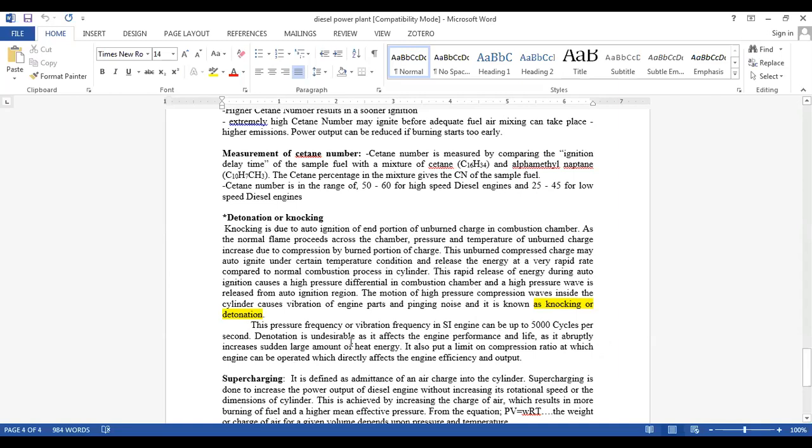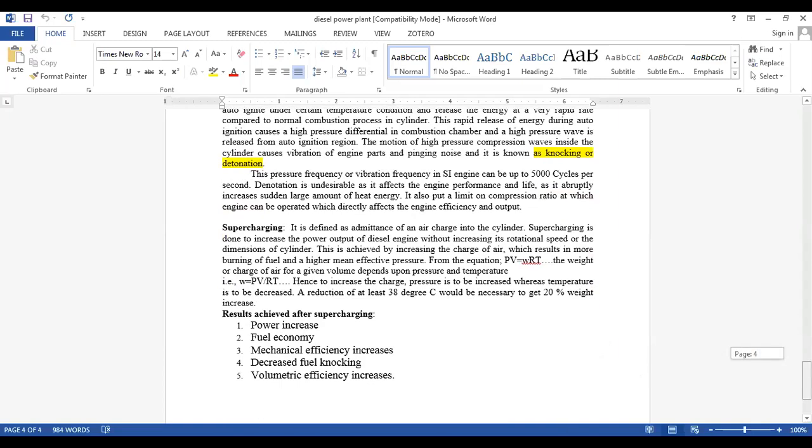Detonation is undesirable as it affects the engine performance and life. It abruptly increases a sudden large amount of heat energy. It also puts a limit on the compression ratio at which the engine can be operated, which directly affects the engine efficiency and output.